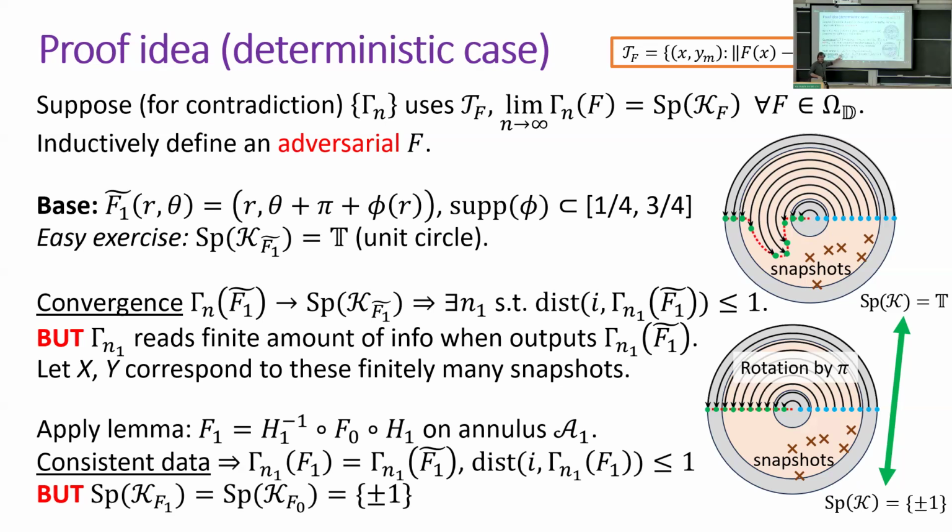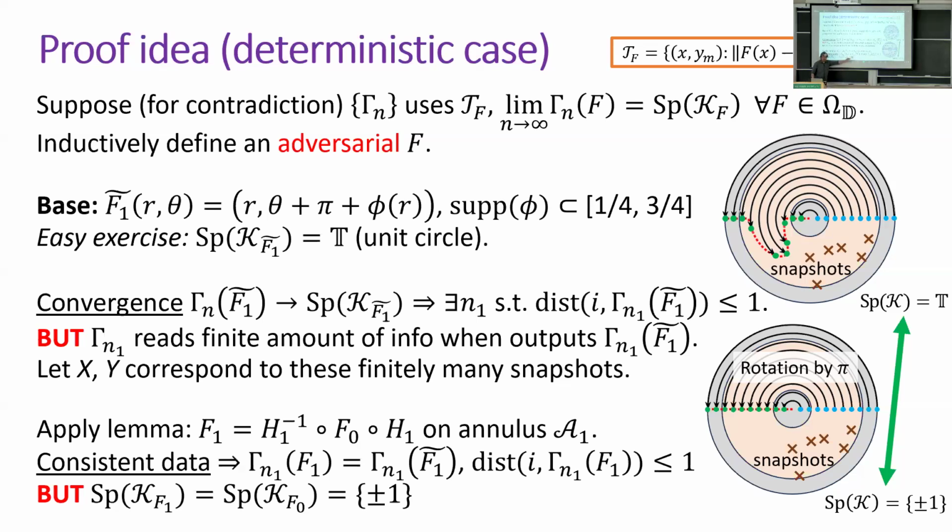It has to behave in the same way, so it has to output the same set. In particular, we get this relation here. Okay, now we're in business, because the spectrum of this Koopman operator is the same as the spectrum of the Koopman operator associated with f0, which is plus or minus 1. So we've got something that's looking like it's close to i, when actually it should be converging to plus or minus 1.